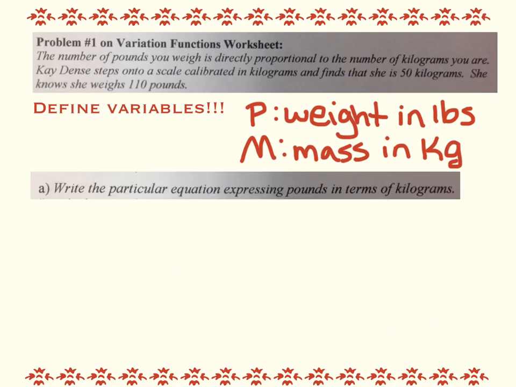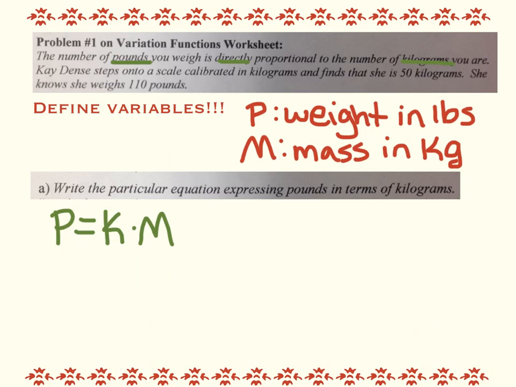Okay, the first part of this problem asks us to write the particular equation expressing pounds in terms of kilograms. So in order to write this particular equation for this particular problem, first we need to set it up. We know that it says pounds is directly proportional to kilograms. So we're going to say P equals, and directly is K times, and then kilograms is our mass. You have to have a proportionality constant in there.